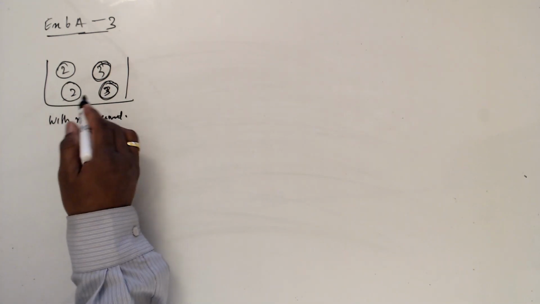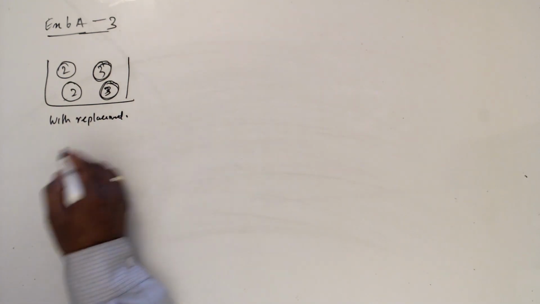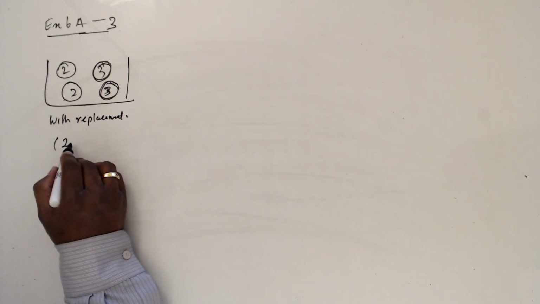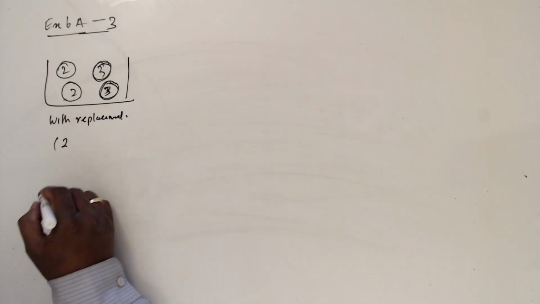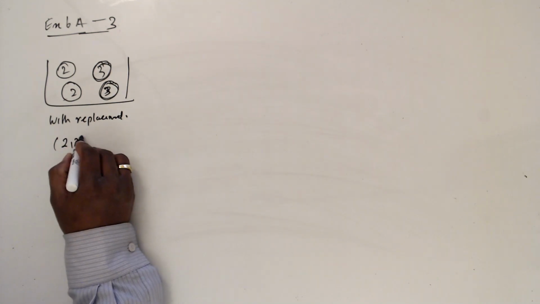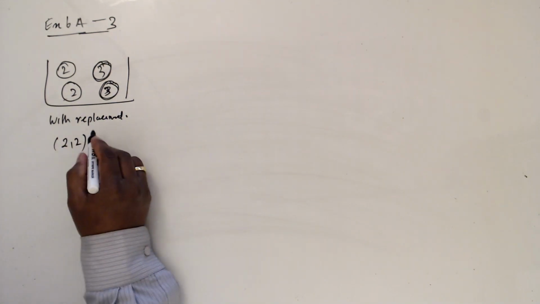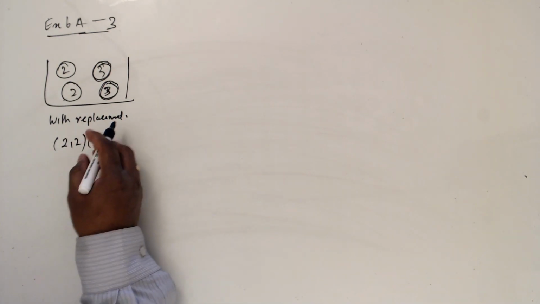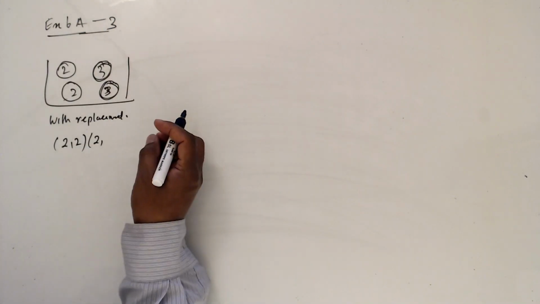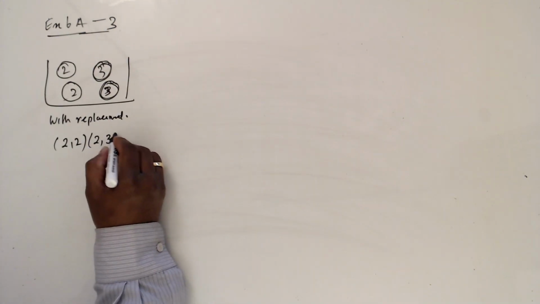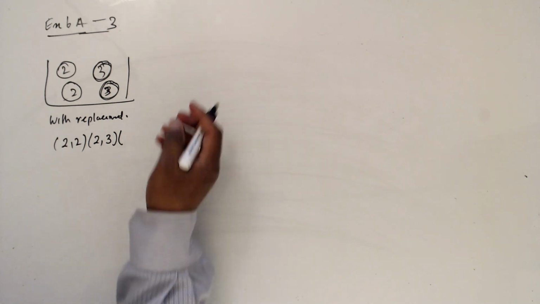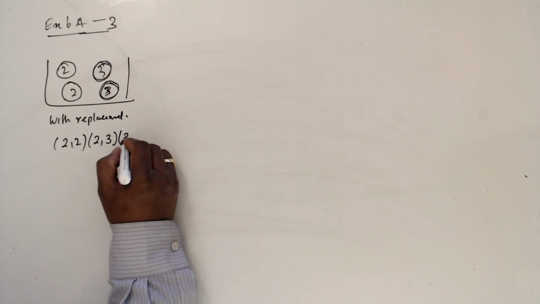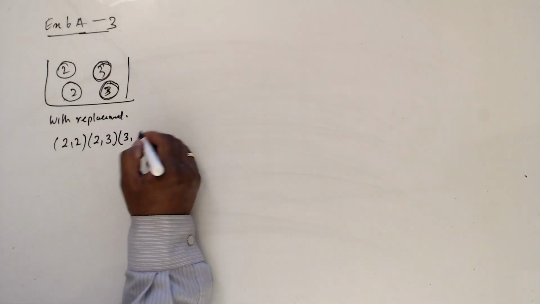What are the outcomes? When you take the first time, you may take, let's say, 2, and the second picking you may take 2 again. First picking you may take 2 and second picking 2, and you put it back, then again you pick, and sometimes you may get 3. Then again you start the experiment, you take it out and you may get 3, and on the second pick, you may get 2.